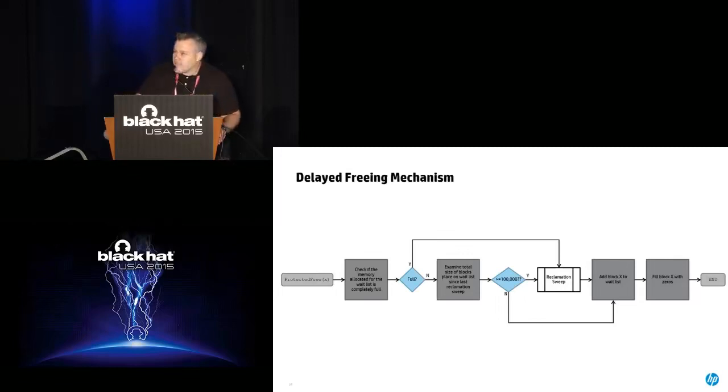Another key point to understand about protected free is that when protected free is called on an object, it's guaranteed that that object will not be reclaimed in that running of protected free, but it will be added to the wait list. And so these two things, the decision on whether to do a reclamation sweep and the fact that the block is added to the wait list at the end of protected free, can be used to generate an attack.